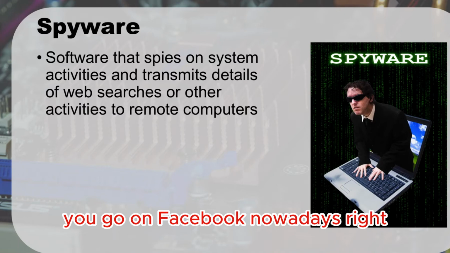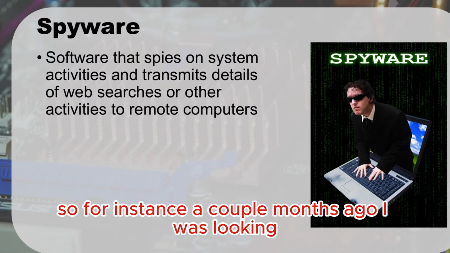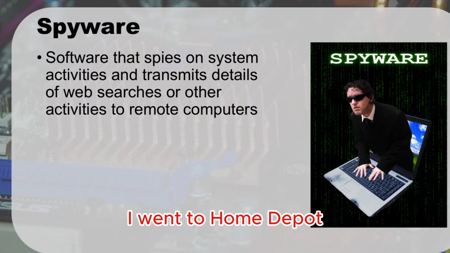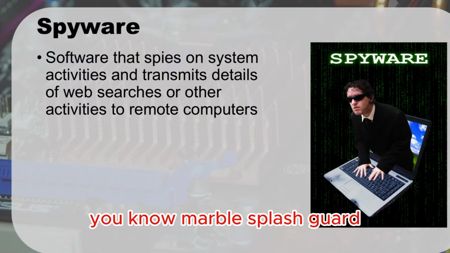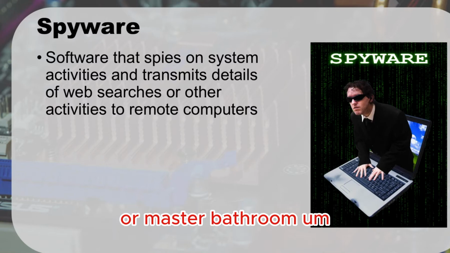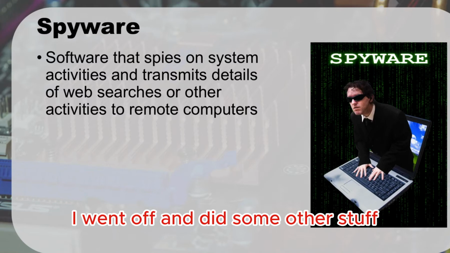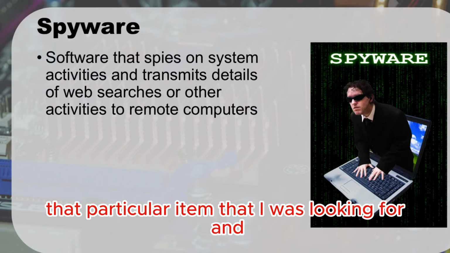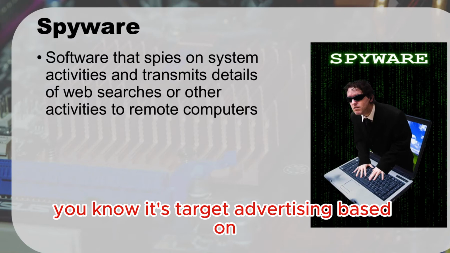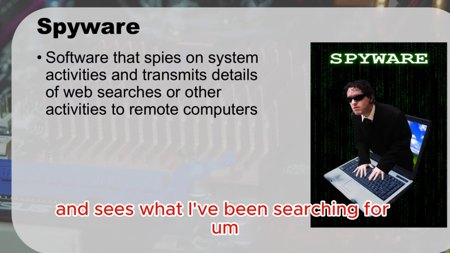You go on Facebook nowadays, right? The ads that you get are very targeted to you, right? So for instance, a couple months ago, I was doing some home improvement in my house. I went to Home Depot and I was looking for a marble splash guard to go behind my sink in the master bathroom. They didn't have any in stock, so I closed the web browser. I went off and did some other stuff. The next day on Facebook, in my advertisement, it shows up, at Home Depot on sale, that particular item that I was looking for. And it's targeted advertising based on my previous web searches. And Facebook looked and sees what those cookies were and sees what I've been searching for.